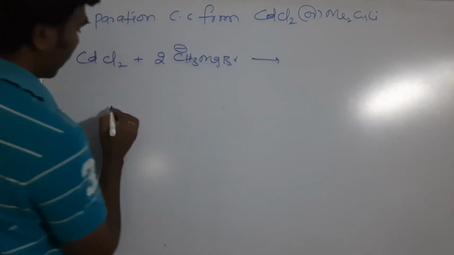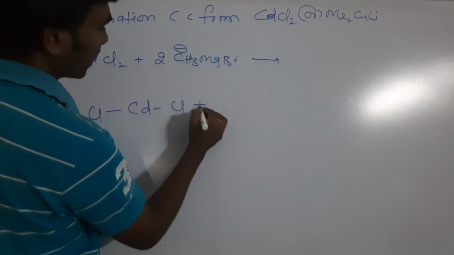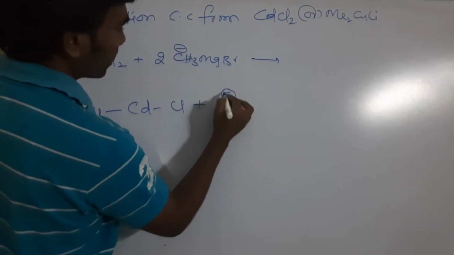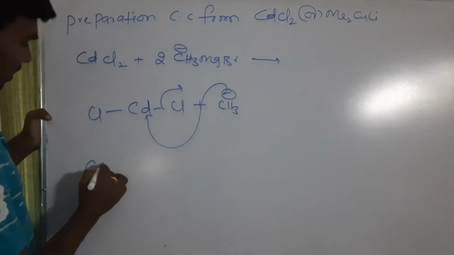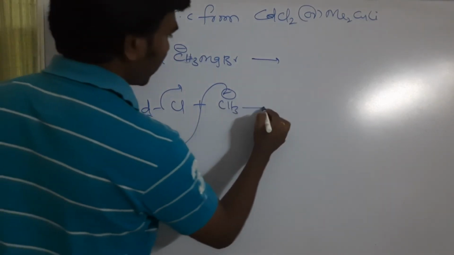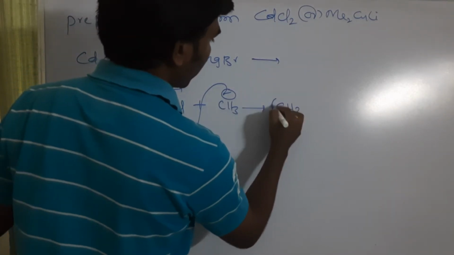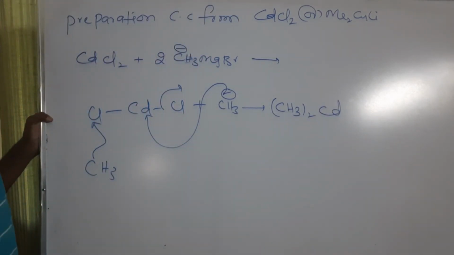So here I am taking cadmium, here chlorine is there, here chlorine is there. So in this Grignard reagent, CH3 minus will replace this Cl, and one more CH3 minus is there, no? One more CH3 minus also will replace this chlorine. So then it is going to form CH3 taken twice, cadmium it will form. Okay, dimethyl cadmium it will form.